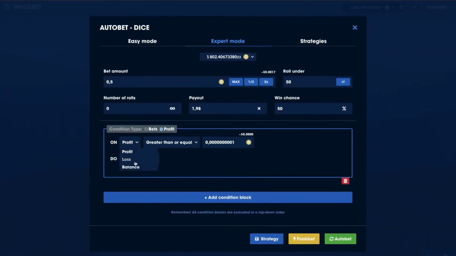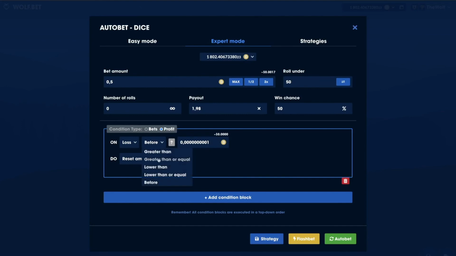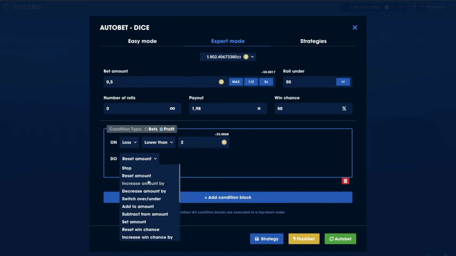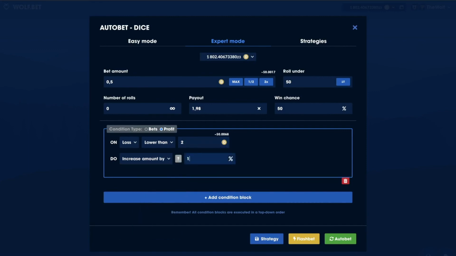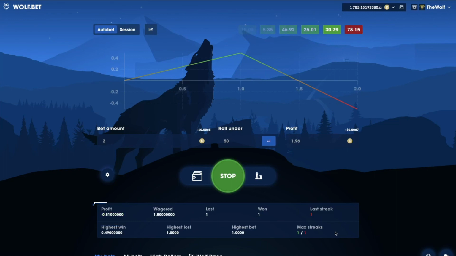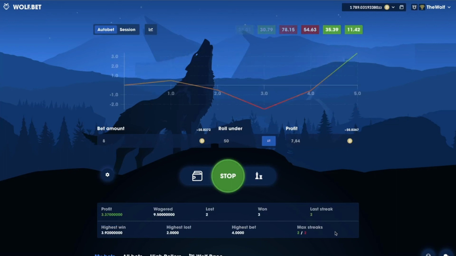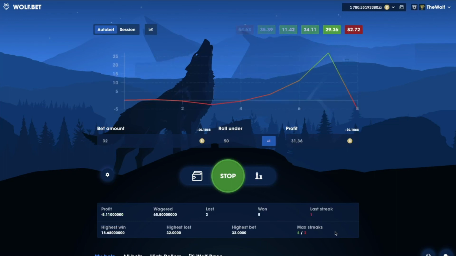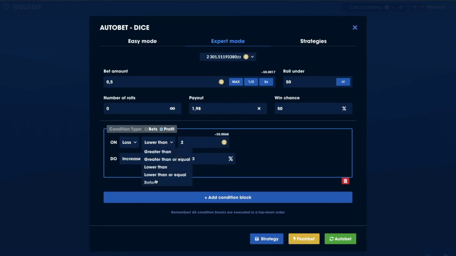By choosing on loss lower than 2 dodge, for example, my action will happen on every bet where my loss is lower than 2. For instance, I want my bet to double, but once I have a loss of 2 dodge, it will stop doubling. I select increase amount by 100%, and now my bet will double while there is a loss lower than 2. If I chose on loss lower or equal to 2, a loss of 2 dodge will still make my bet double, but any further amount wouldn't do it.